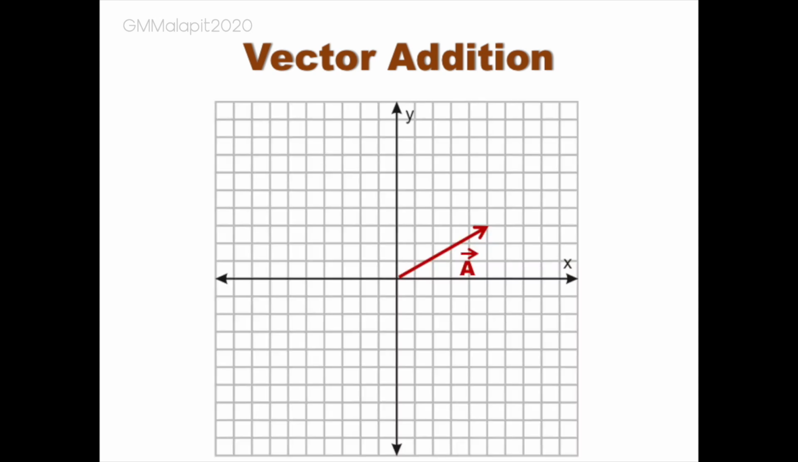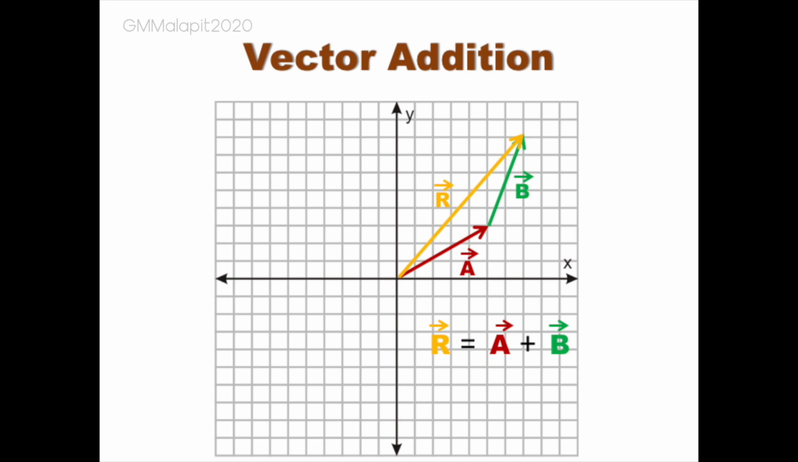Vector addition. Let us now consider two arbitrary vectors, vector A and vector B. The outcome of adding vector A and vector B forms a new vector R that we will call resultant vector. Graphically, the resultant vector R is represented by drawing an arrow starting from the tail of vector A and ending at the head of vector B. Mathematically, the resultant vector is written as vector R equals vector A plus vector B.